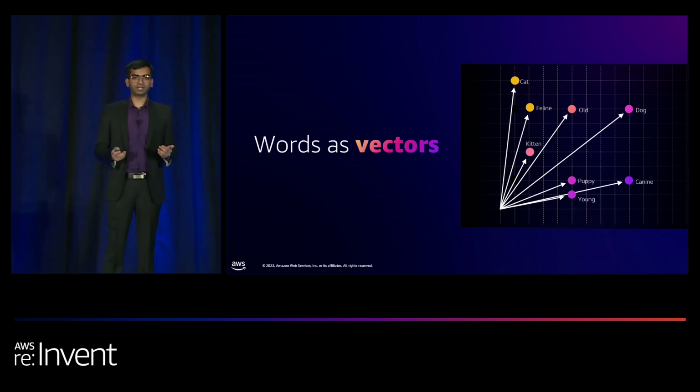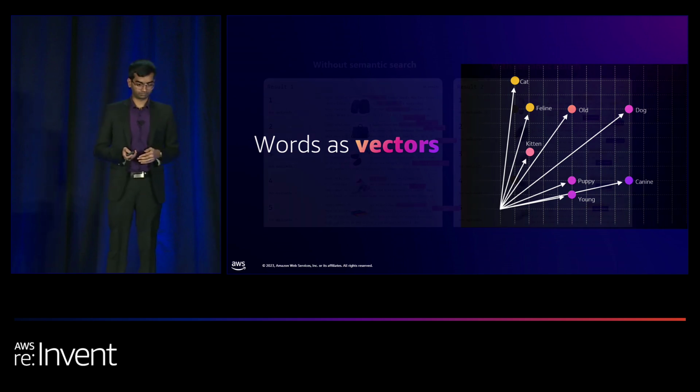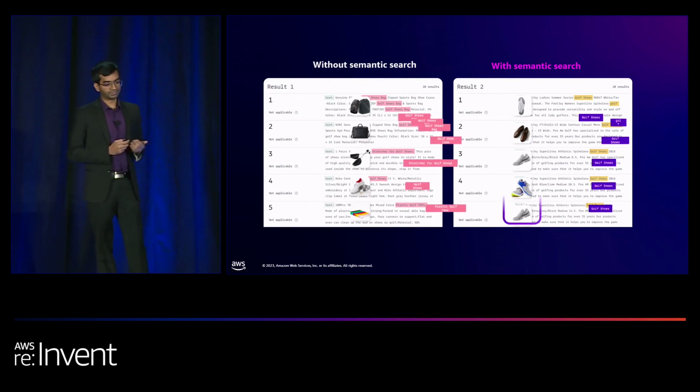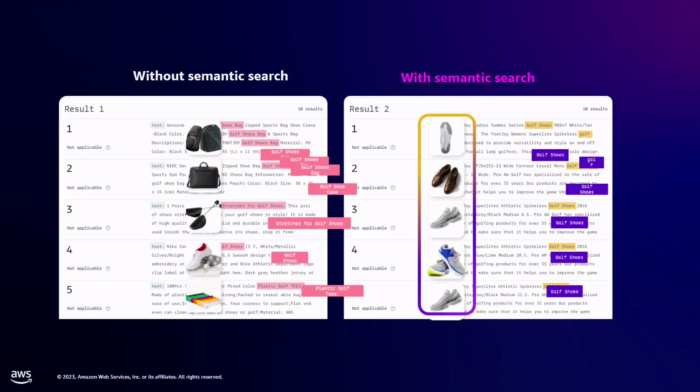Now, while embeddings aren't new for machine learning-based applications, their importance is growing rapidly, especially with the availability of generative AI and natural language processing in general. For example, embeddings can superpower semantic search for use cases like rich media search and product recommendations. In this scenario, you can see that the semantic search is greatly enhancing the accuracy of our outputs for a simple query like bright color golf shoes.